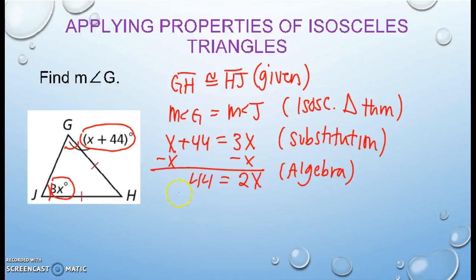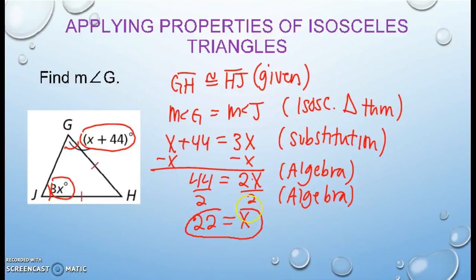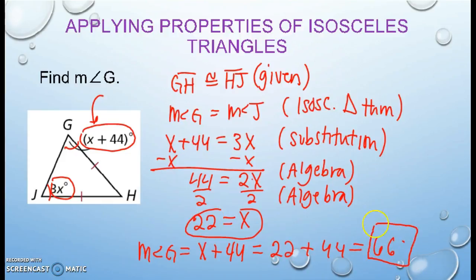And now I can solve for x. X is being multiplied by 2. So divide by 2 on both sides. Some more algebra, or our division property of equality. And that tells me x equals 22. So now that I know what x is, I can plug it in to find the measure of angle G. Measure of angle G is equal to x plus 44. And I know x, I just solved for it, is 22. So 22 plus 44 is going to equal 66 degrees. And we are done.